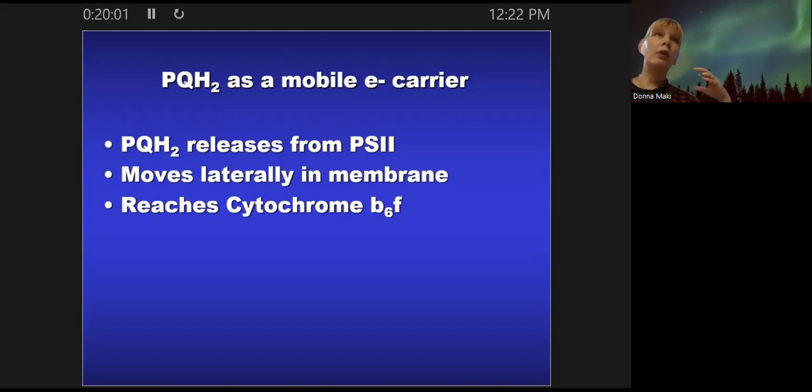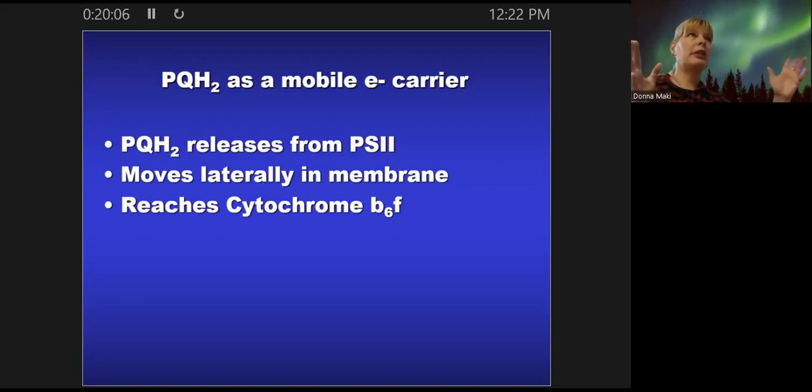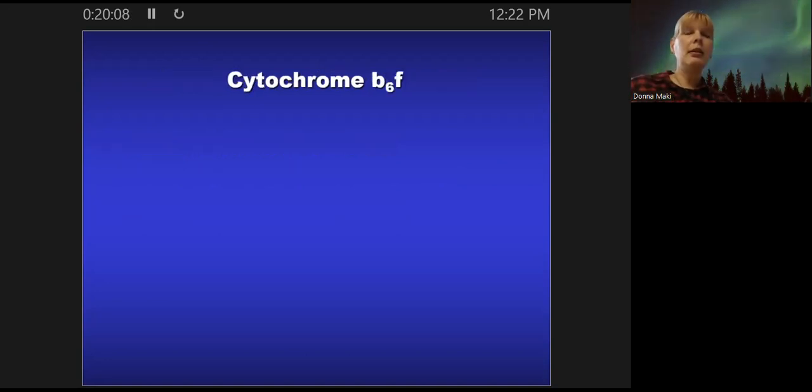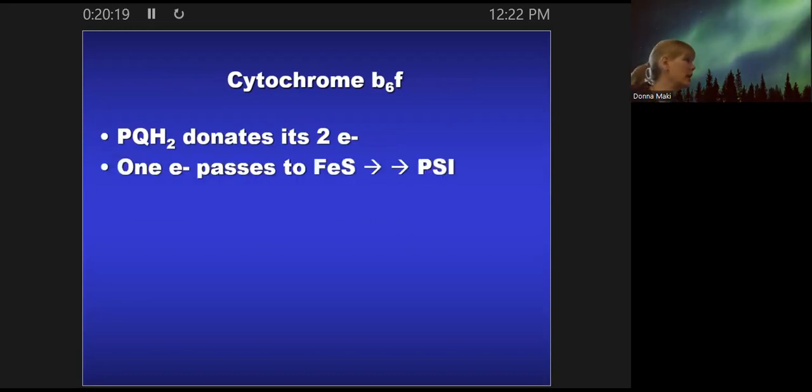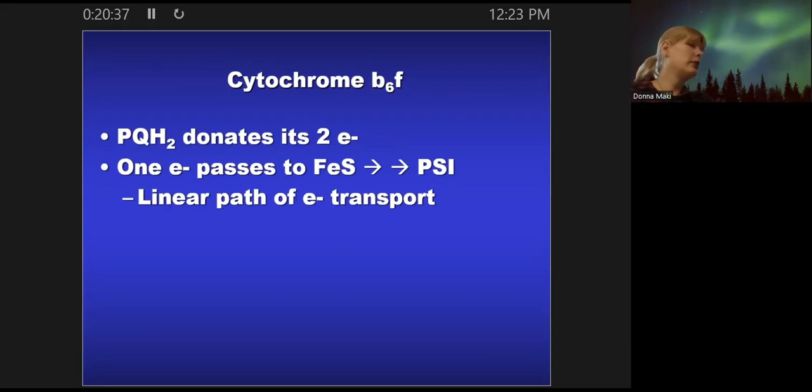Okay, so it gets to the cytochrome B6F and it is special because of what's going to happen next. What we see is that both of the electrons that it got will be delivered, but in different pathways. And so we're going to see that one electron is going to get passed to the next player in the game, the iron sulfur portion of cytochrome B6F. And then I just put arrow, arrow, eventually that electron gets all the way down to photosystem 1. So that's one pathway. We call that pathway the linear pathway.